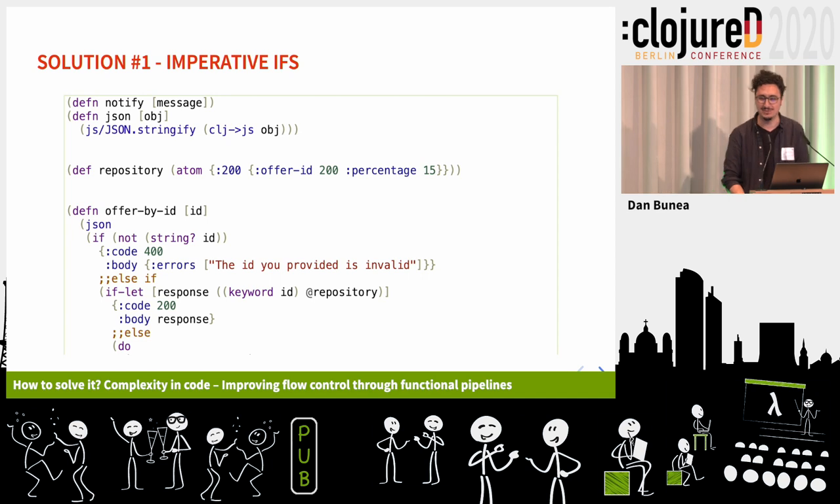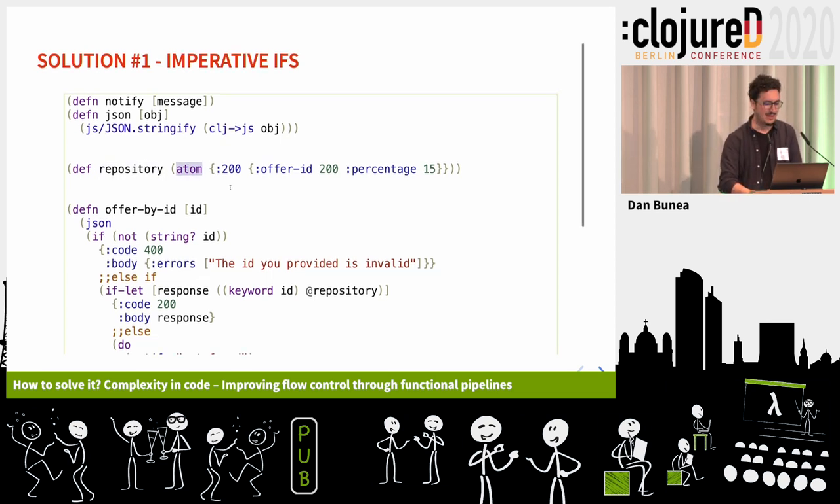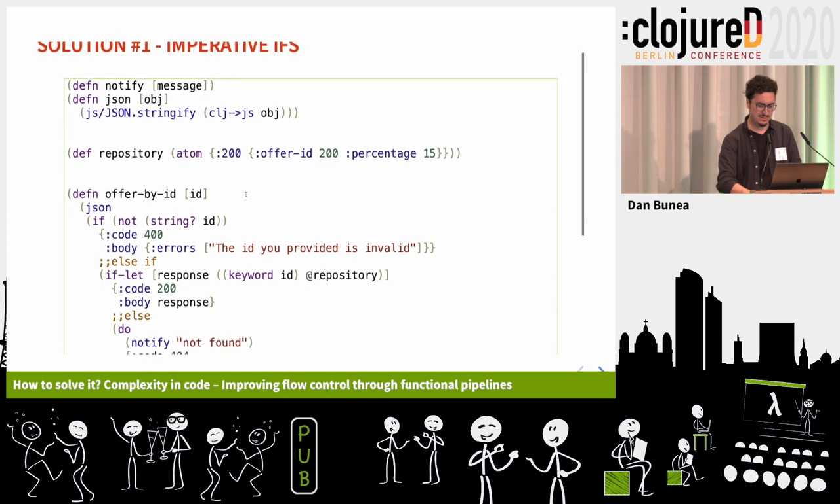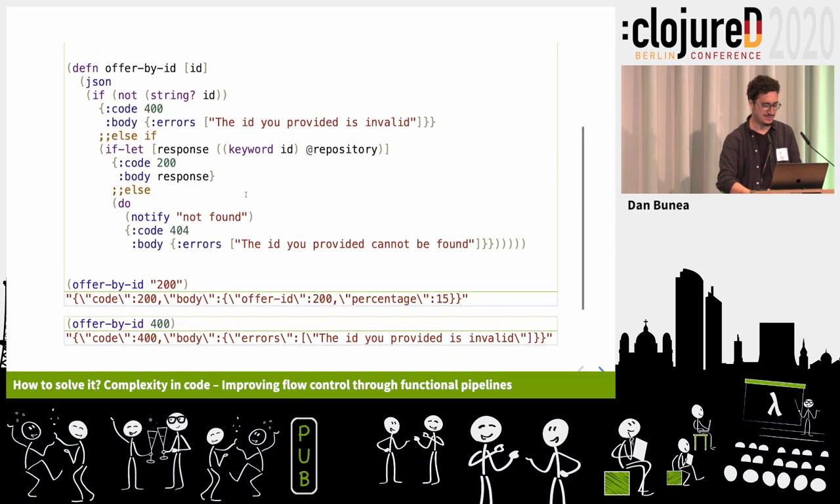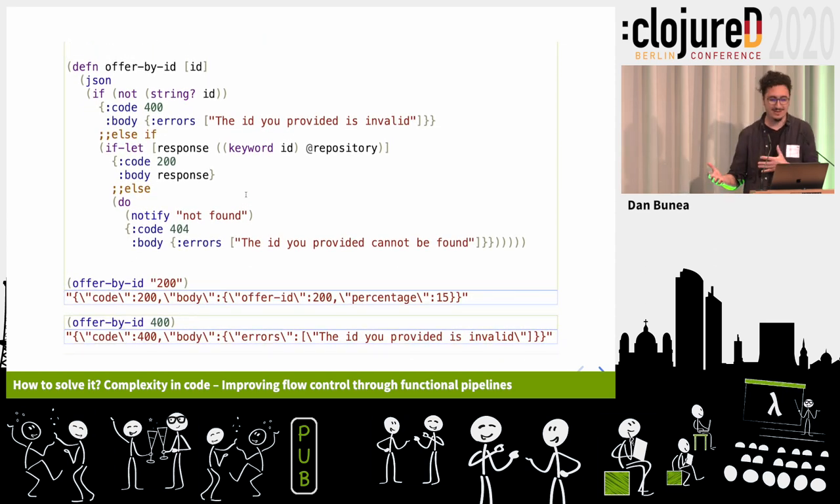So yes, I will cheat here. Notify is, as you can see, an empty function. It doesn't do anything. And then the transformation to JSON is this. And then the repository itself is just an atom. And then the code is kind of like this.